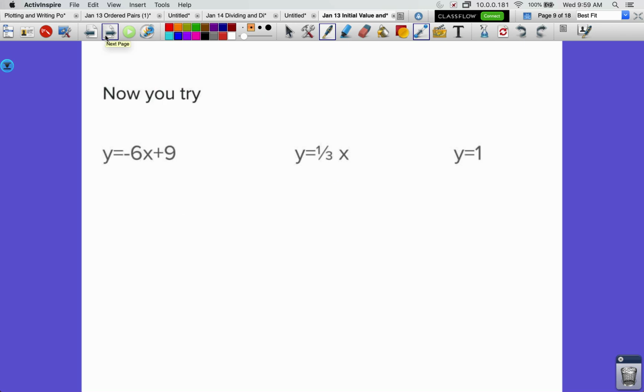All right, here's 3 more for you to try. Tell me what the rate of change is for each of these. All right, first one is m equals -6. Next one is m equals 1/3. And then with just y equals 1, this is the case where we get m equals 0.